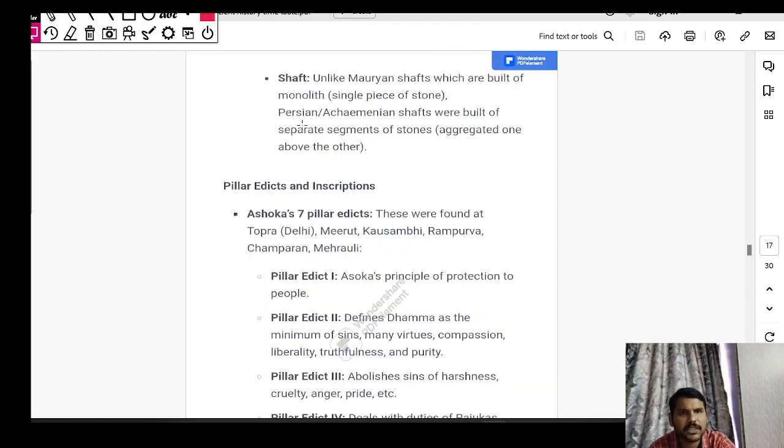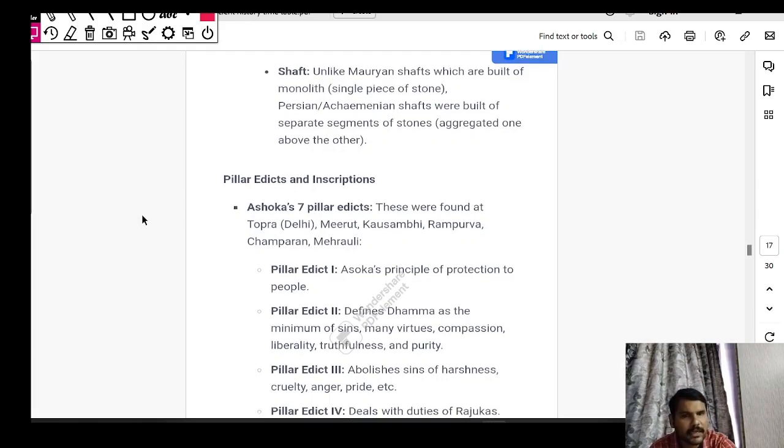So unlike the Mauryan shafts, which are built of monoliths, okay, the Mauryans are a single piece of stone, the Persian shafts were built of different pieces of stones. Fine. So, Ashoka's pillars, edicts and inscriptions.